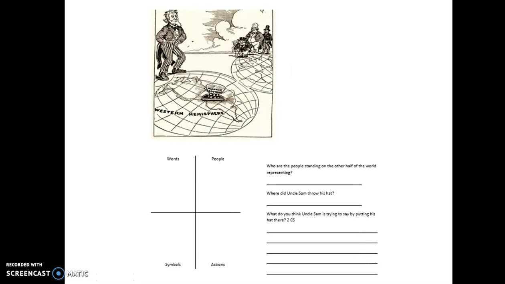Okay, our next one. So again, just want to point out here that this hat that has been put down on this part of the world says Monroe Doctrine, and the hat belongs to Uncle Sam. So take a minute here, fill out your cross, answer your questions.